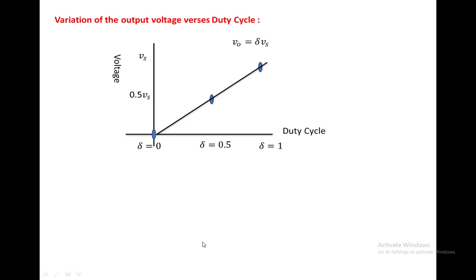As delta is changing from 0 to 1, the maximum output voltage we can get is Vs. For delta less than 1, the average output voltage will be less than Vs. So that's why we are calling this converter a buck converter. The output voltage will be less than the input voltage.